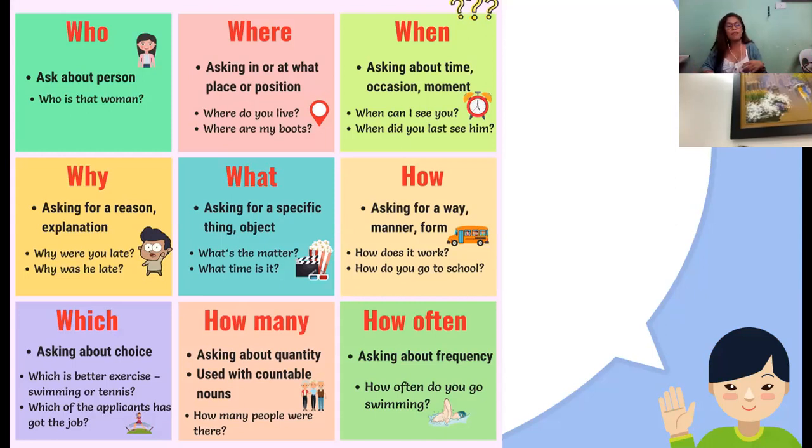Now we have here the last, how often? Asking about frequency, like how often do you go swimming? I go swimming every day because we have a swimming pool, teacher. How often do you eat cookies? I eat cookies every night, teacher Anne. How often do you watch TV? Every day, teacher Anne. Do you understand, Uyen? Yes. Do you go shopping, Uyen? Every weekend, teacher Anne.